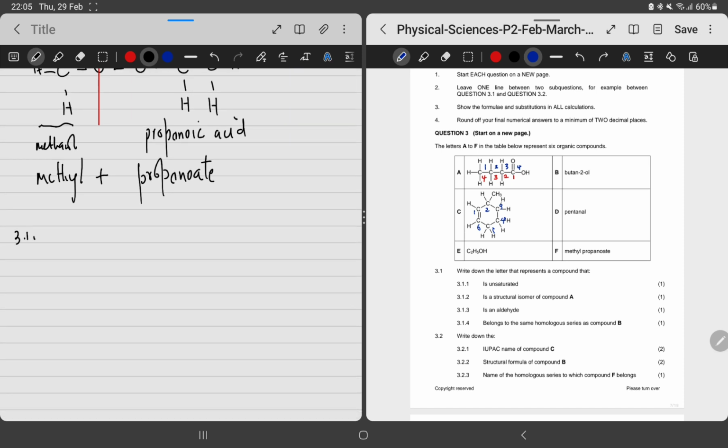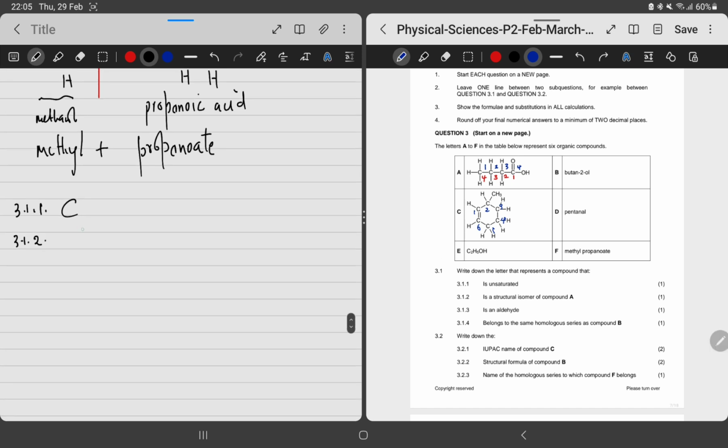3.1.1. Write down the letter that represents a compound that is unsaturated. An unsaturated compound is one with a double bond or a triple bond. We only have one such compound here, which is C. Okay, 3.1.2 is a structural isomer of compound A. Structural isomers have the same molecular formula, but different structures.